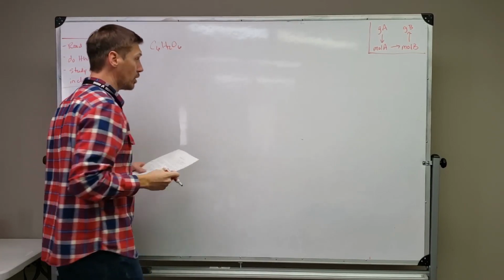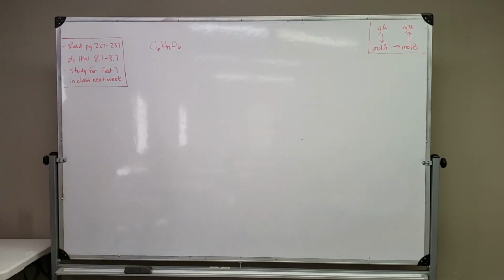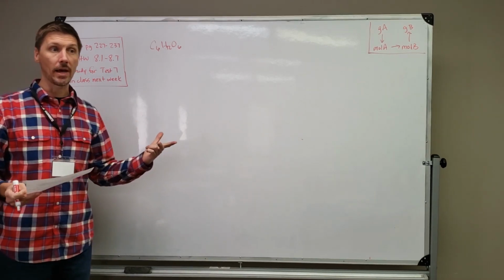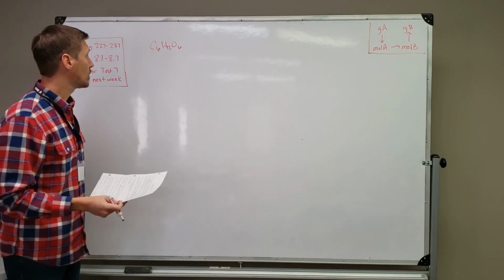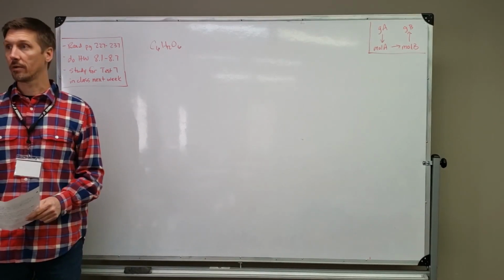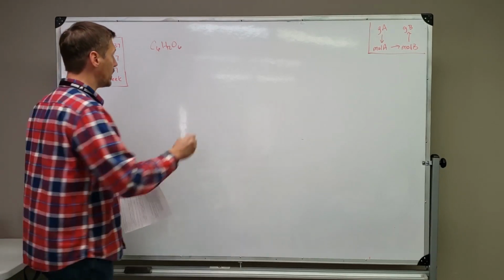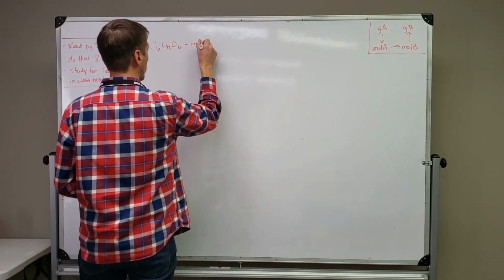C6H12O6, that's glucose. It's a simple carbohydrate. A glucose molecule looks like that. It's got 6 carbon atoms, 12 hydrogen atoms, and 6 oxygen atoms bound together. Right? That's what the molecule actually looks like. And so that's what we call the molecular formula.